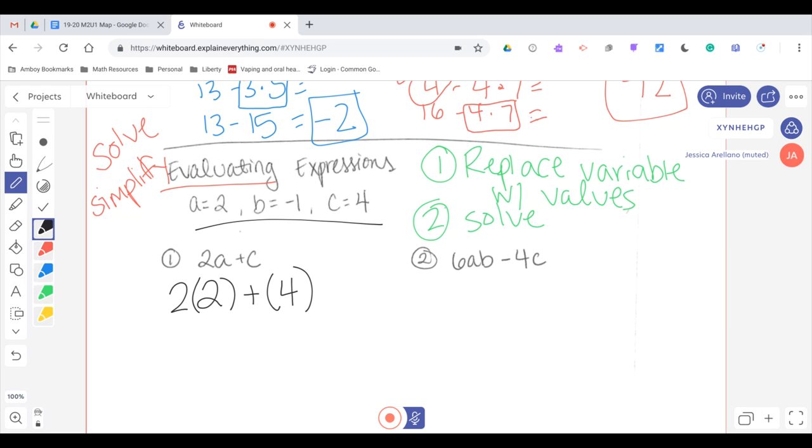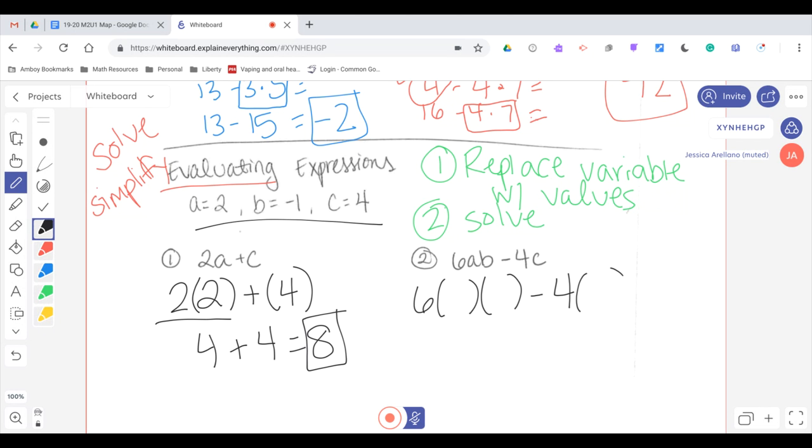And now it becomes an order of operations problem. So I have to do multiplying first. 2 times 2 is 4, plus this other 4 is 8. Problem 2, 6ab minus 4c. So again, I'm just going to start by replacing all of my variables with their values.